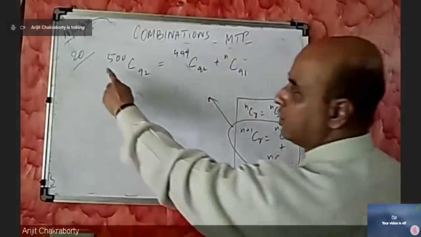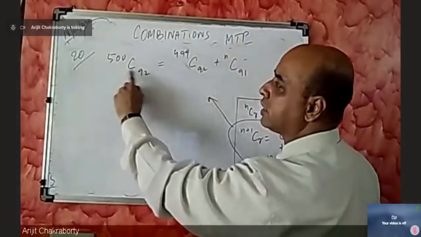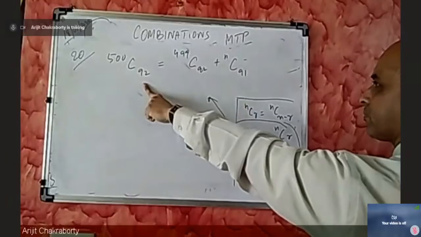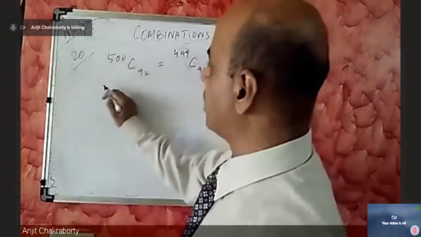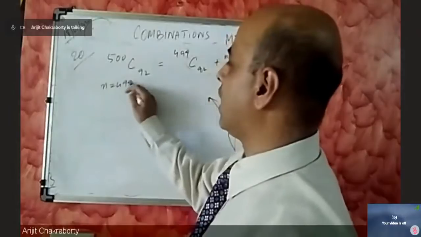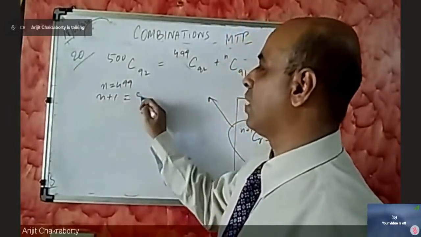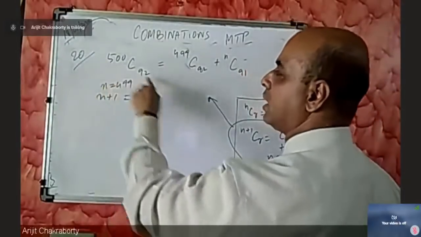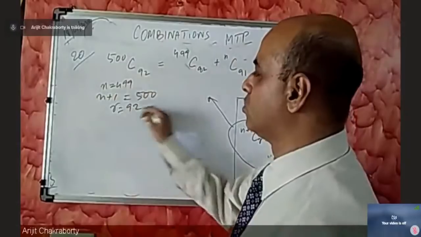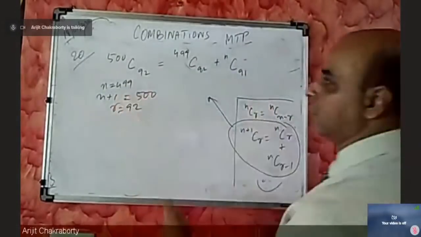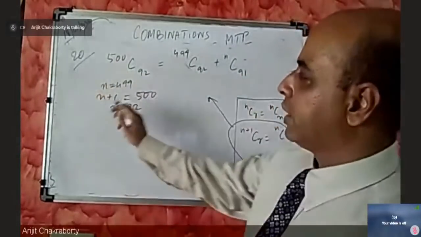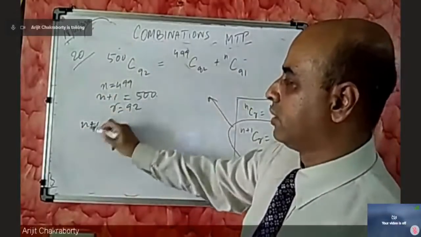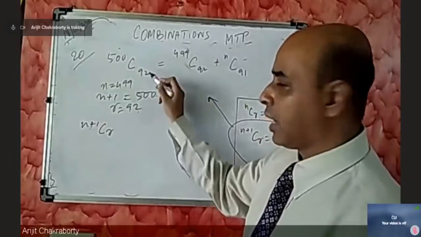So please see, N+1 C R. If I write N as 499, N plus 1 becomes 500. So this becomes 500, that is N+1 C R, and R is 92. So you can see the formula. This becomes N+1 C R. N plus 1 is 500. R is 92.